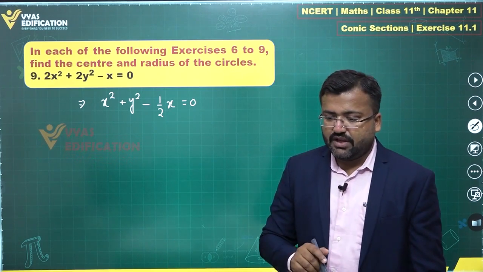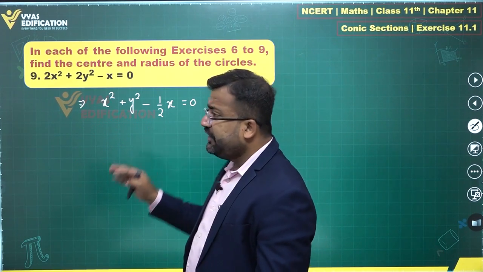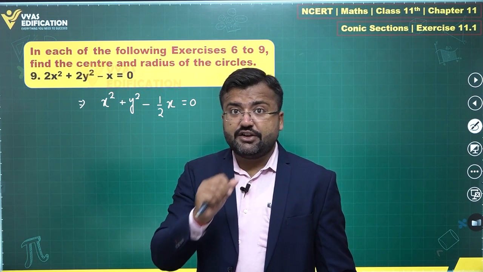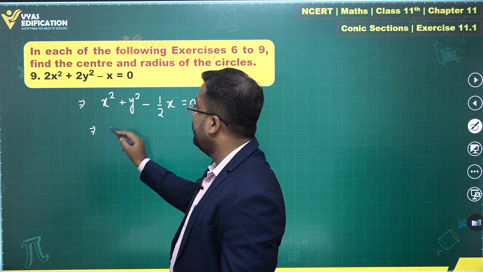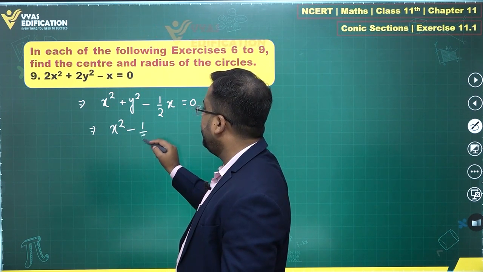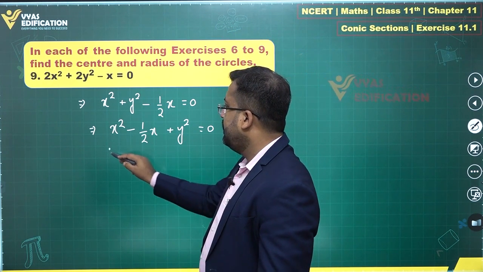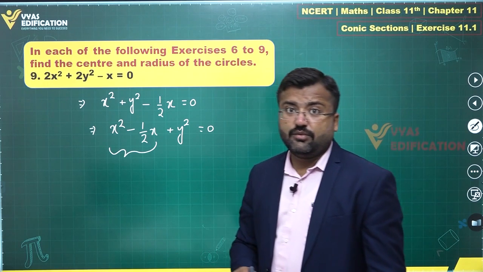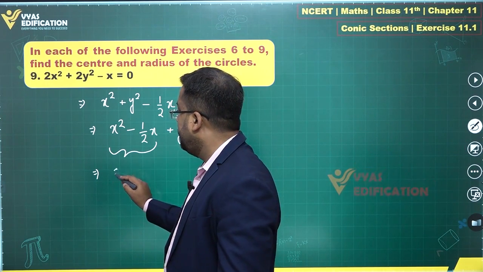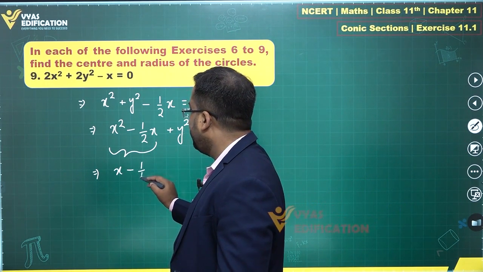That's one thing. Okay, now I'll try to convert the terms of x into a perfect square and terms of y into a perfect square. So x square minus half x will be written together, y square will be written separate. On rearranging, let's try to convert this into a perfect square, and for doing that, this half will become 1 by 4.